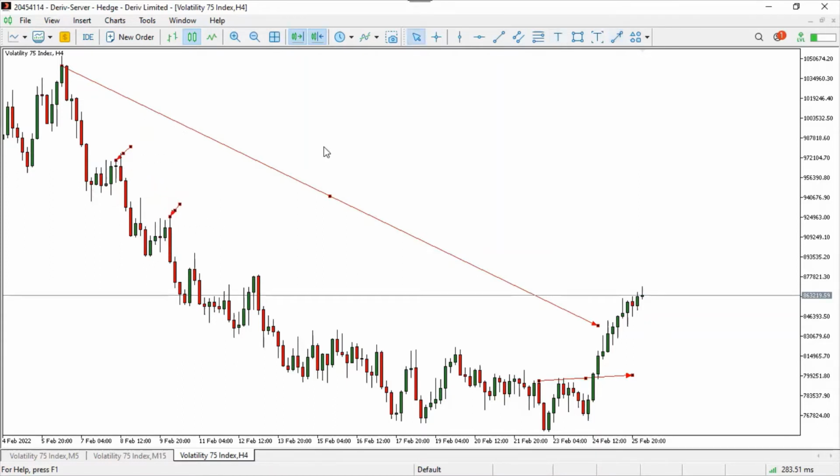Can you see? Now, I need you to pay attention to all these things because they are technical analysis that will help you. This is another lower high. It never got to this place. Can you see?